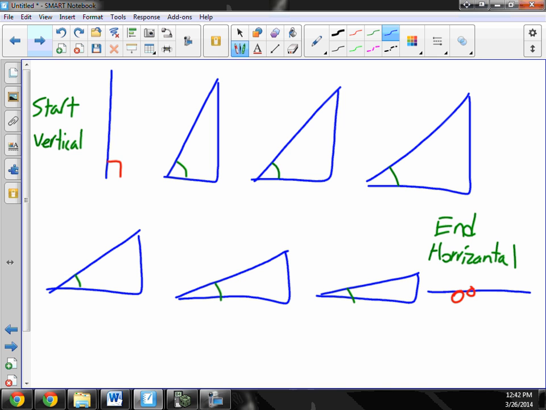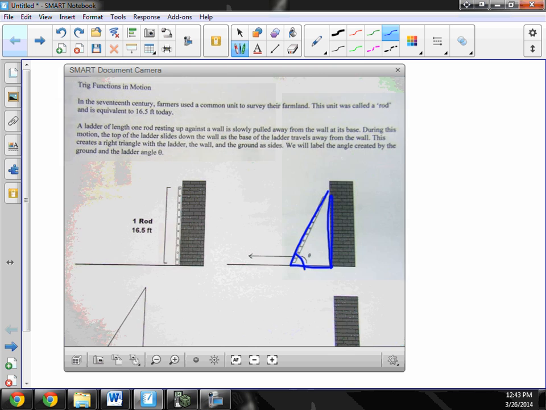So here are the triangles. We start vertically, and the angle created from the ladder to the ground is 90 degrees. So theta is 90 degrees, but there isn't a triangle. Does everybody get that? Then as we pull the ladder out, theta gets smaller, the wall gets smaller, the ground gets longer, until eventually the ladder lies on the ground, and theta becomes 0 degrees. So theta starts at 90, and as it shrinks down to 0, the ladder moves down the wall until it hits the ground. Okay? As soon as the ladder hits the ground, we stop, because pulling the ladder away from the wall doesn't make any sense. All right, turn the page.